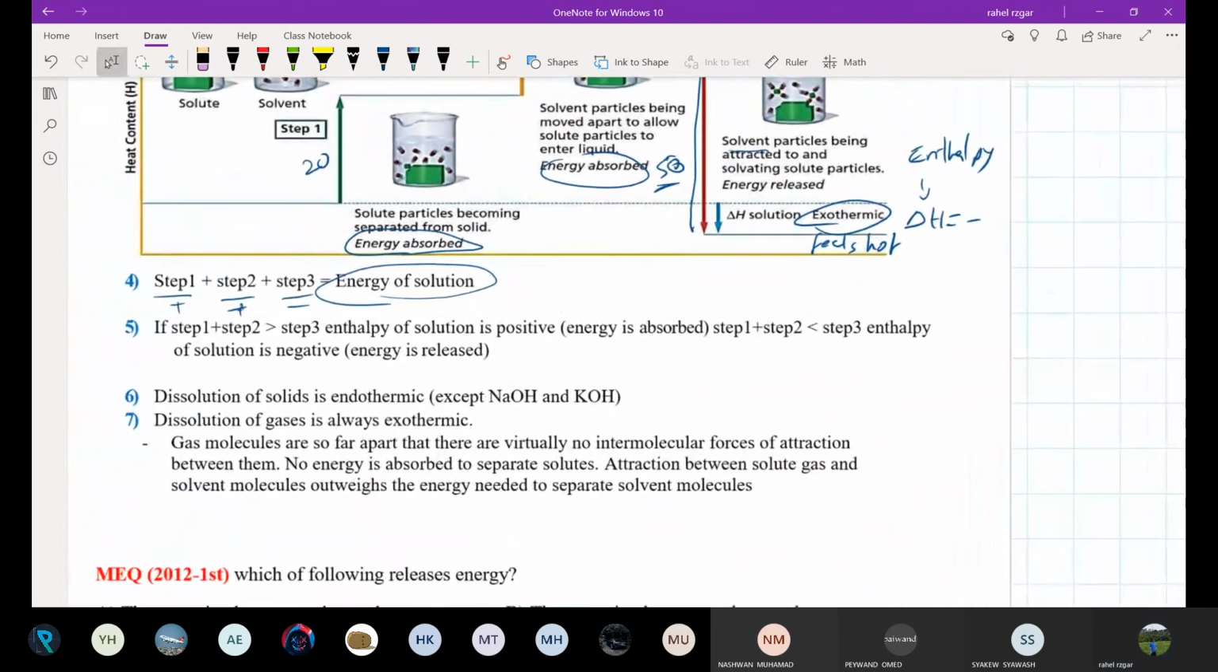Again, what is step 1 and 2? Absorb. What is step 3? Release. If step 1 and 2, absorb, is more than release, the enthalpy of solution, delta H, is positive. So in total, energy is absorbed. But if step 1 and 2 is smaller than step 3, step 1 and 2 is positive, absorb. Step 3 is release. So if release is higher than absorb, of course, the total enthalpy of the solution is negative. So it means that generally energy is released.